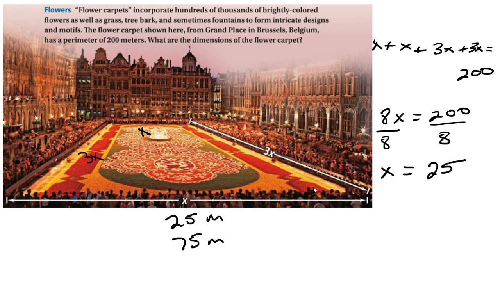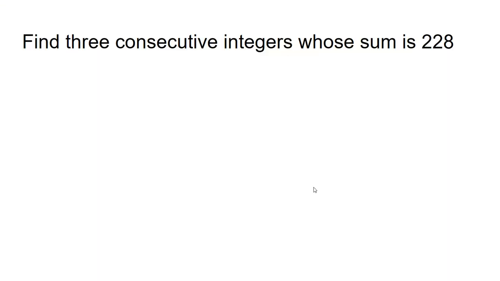So here's another word problem that we're going to look at. It says find 3 consecutive integers whose sum is 228. So I need to find 3 consecutive integers. What does consecutive integers mean? It means if I start with 2, then 3, then 4. They're numbers that are right next to each other. So 2 plus 3 plus 4 would be 9. Now I could go through the order and just start guessing 50, 51, 52.